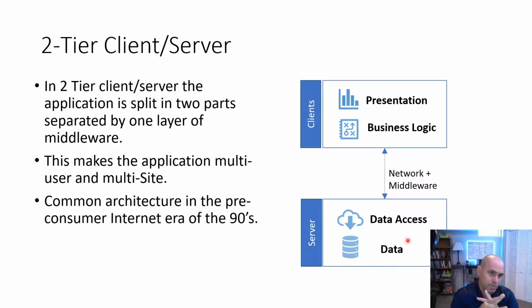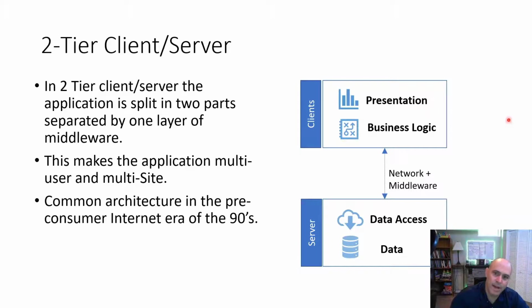So let's talk two-tier client server. In two-tier client server, the application is split into two parts, separated by one layer of middleware. This makes the application multi-user and multi-site. Common architectures in the pre-consumer internet eras of the 90s used the client server model.